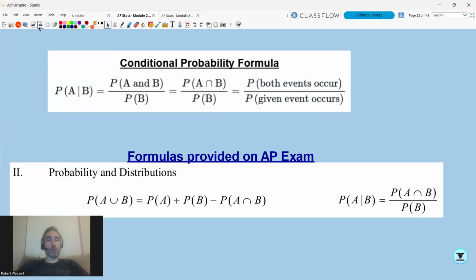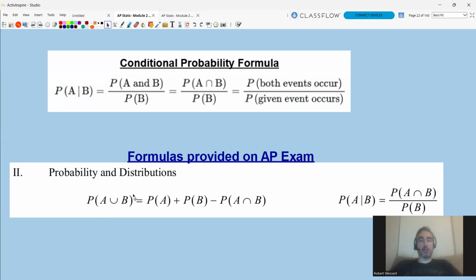So just a couple of rules symbolically. On the AP exam, you're going to be given this formula in addition to the general addition formula that we learned in the last lesson. These are what you see in symbolic form on your formula sheet. We want to be comfortable using them. And honestly, they're not that hard of formulas to know. So probably best to just have those remembered in your head.